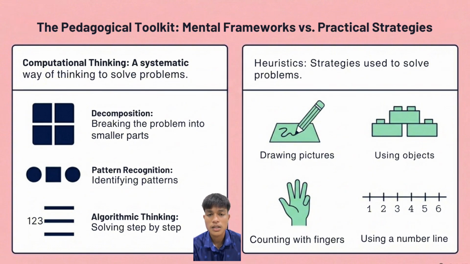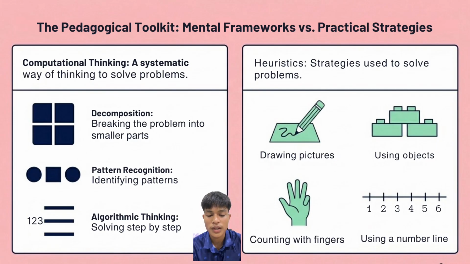The second is pattern recognition. Pattern recognition means identifying similarities, repeated numbers, or repeated sequences. The third is algorithmic thinking. Algorithmic thinking means solving a problem by following clear and organized steps.